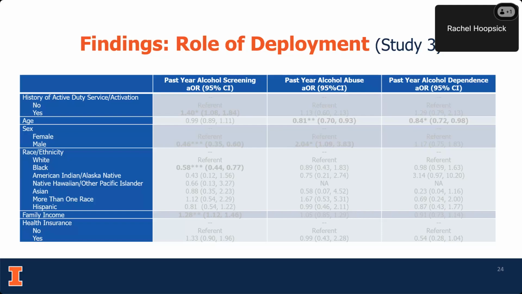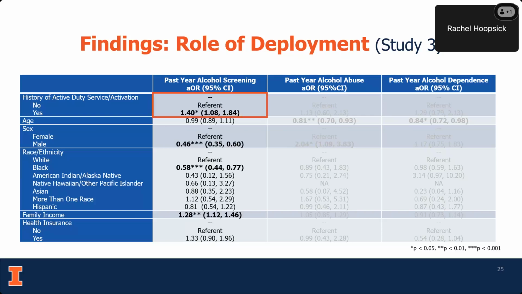And then two more clinical outcomes, looking at if the veteran met DSM-4 criteria for past year alcohol abuse or past year alcohol dependence. And we controlled for demographic factors that might confound the associations between military history and these alcohol outcomes, including age, sex, race, ethnicity, family income, and whether or not the veteran had health insurance.